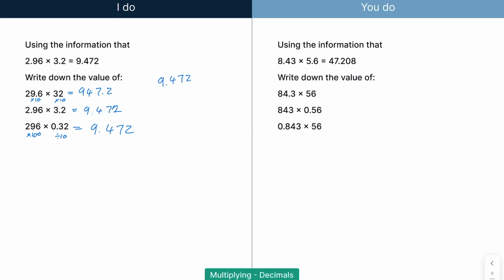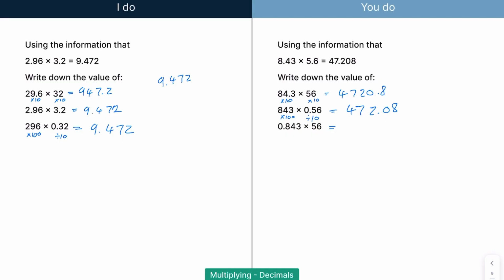So with this one, we have multiplied it by 10. And with this one, we have also multiplied it by 10. So the answer becomes 4720.8. And with this one, we have multiplied it by 100. And then on this side, we have divided it by 10. So we're going to move the decimal 2 to the right and then 1 back to the left. So we're just going to hop the decimal once.